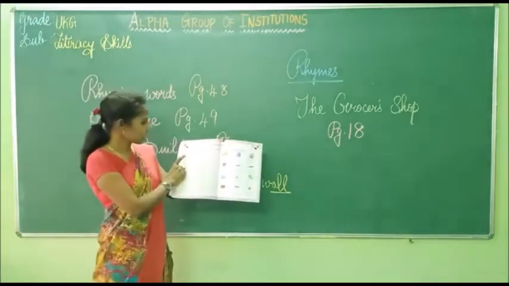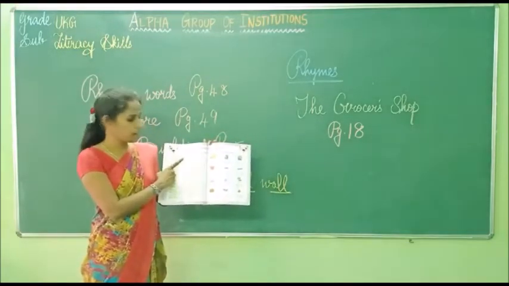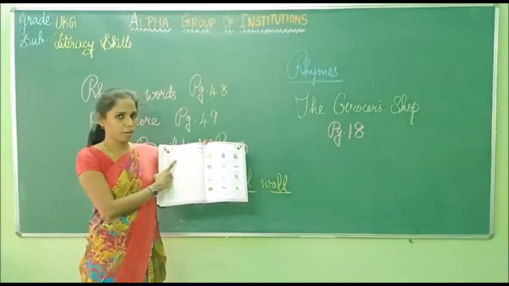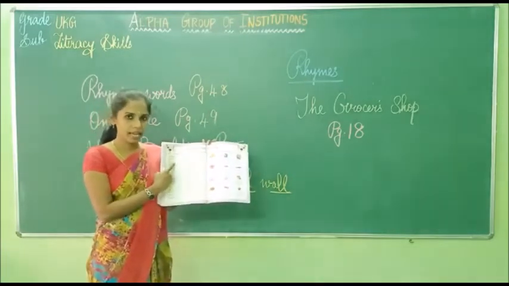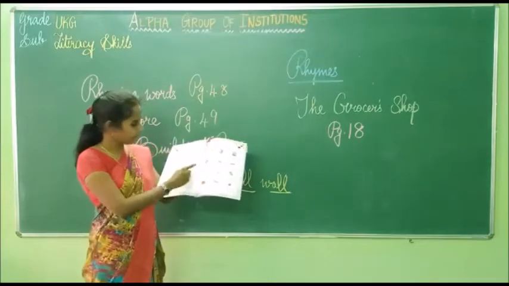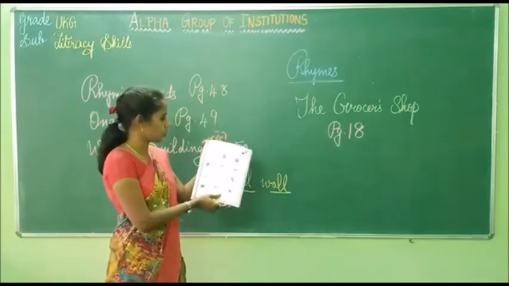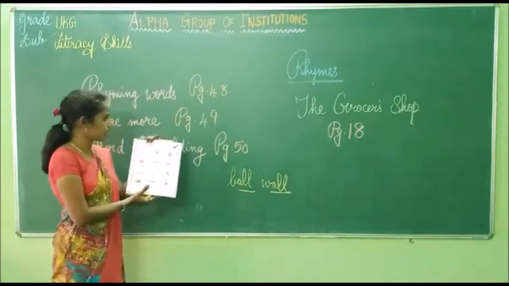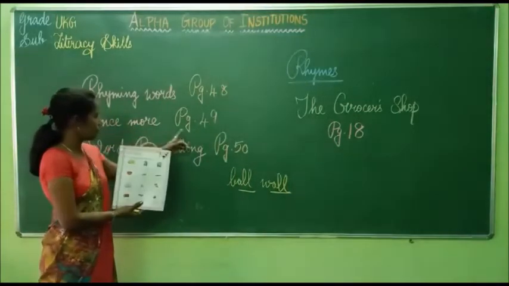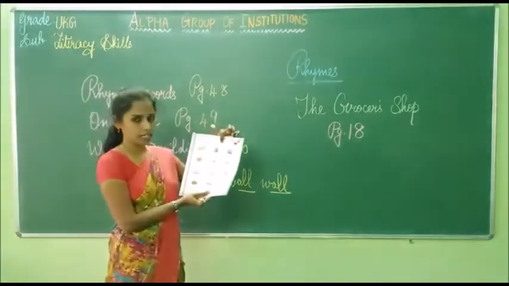A word is given here. You have to write the relevant rhyming word for each and every word. This one I have explained clearly in the video next to this class. I have explained this page totally there. Next, once more, fill the blanks with the correct vowels. Page number 49. Fill in the blanks with the correct vowels.